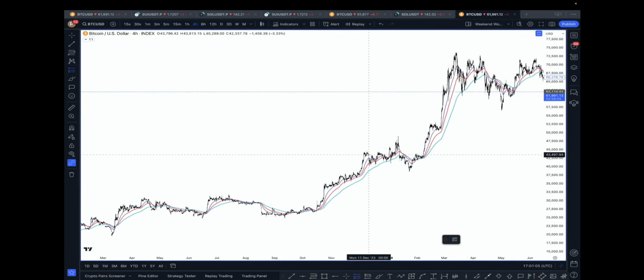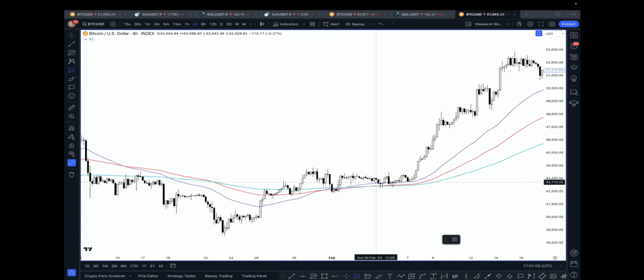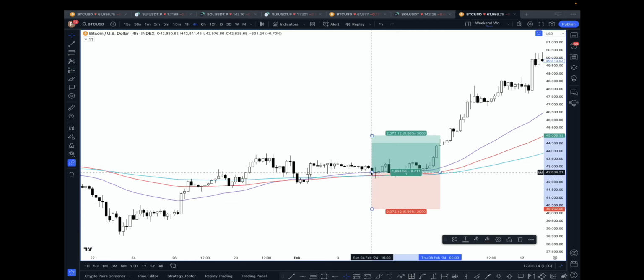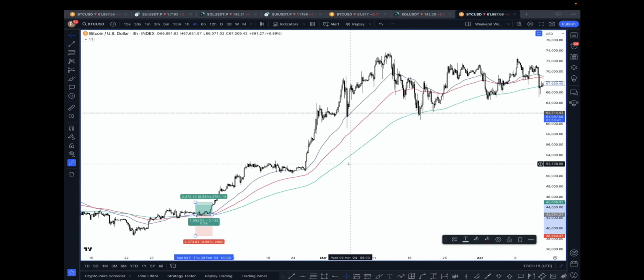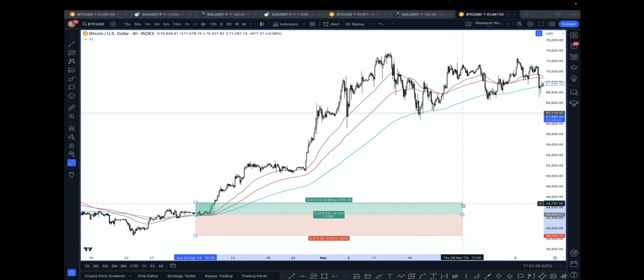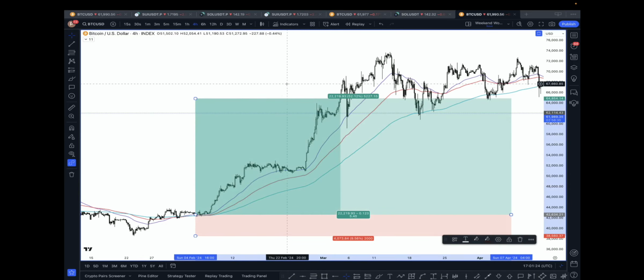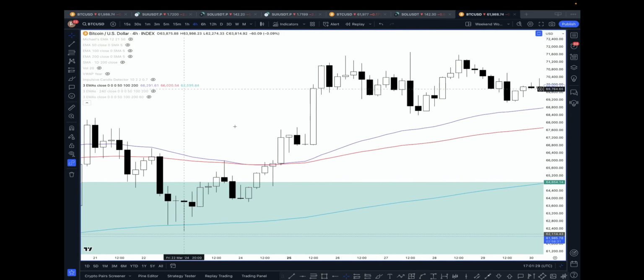So the second way is to exit on the first cross. So the entry was around here. Let me just do this again. I don't know why that deleted, but your entry is going to be around there. Your stop loss, same place. Now, a second way of doing the take profit would be when the first cross of the 50 and the 100 happens. So you're looking at the first point where the 50 and the 100 cross, which is over here.